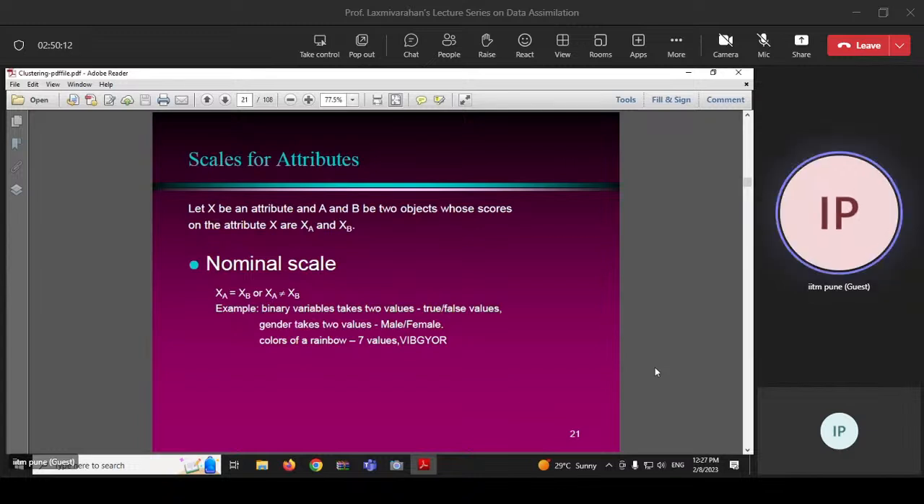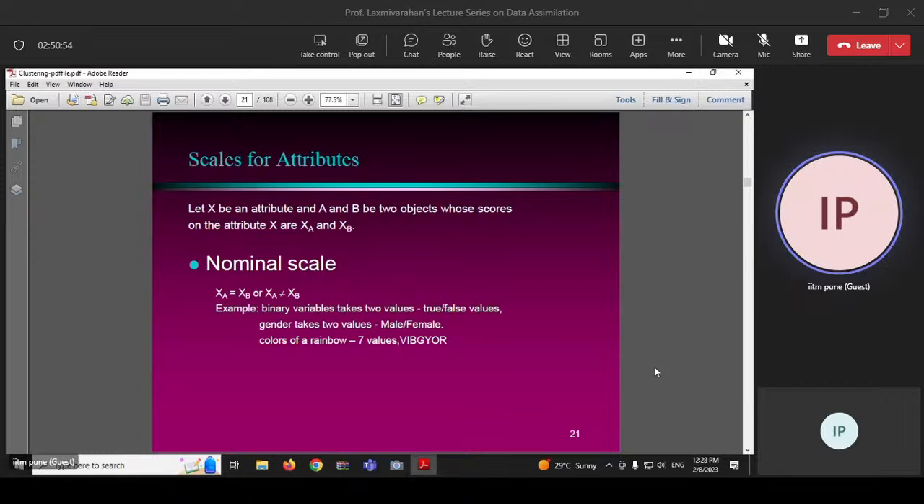So along that line, I'm now going to talk about scales of attributes. There are different kinds of scales. One is called the nominal scale. Take an attribute, and A and B are two objects. On that attribute, the score for A is XA, the score for B is XB. The attribute could be height, weight, eye color, whatever. So XA is the value of the variable for object A, and XB is the value of the variable for object B.